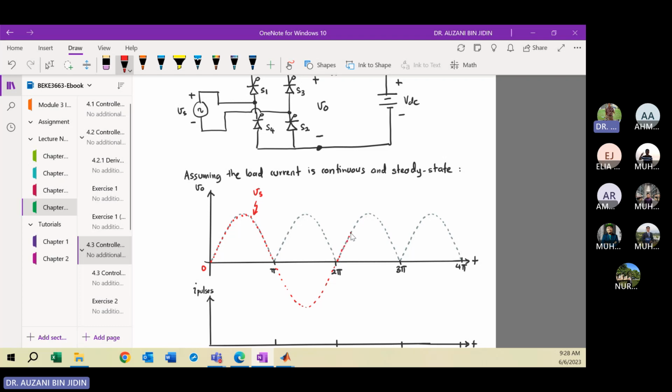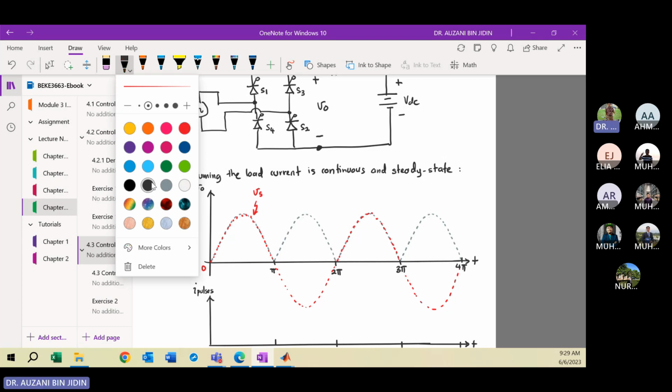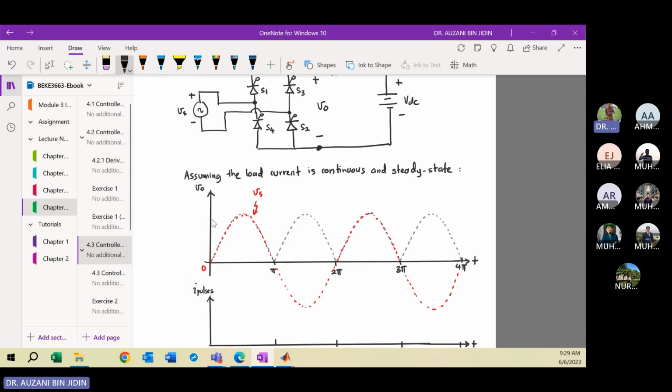And cycle number 2, from 2 pi to 3 pi is positive, and from 3 pi to 4 pi is negative, due to the sine function. Betul tak? In this case, the peak of sine is Vm. So this is Vm. Okay, the peak of sine is Vm.